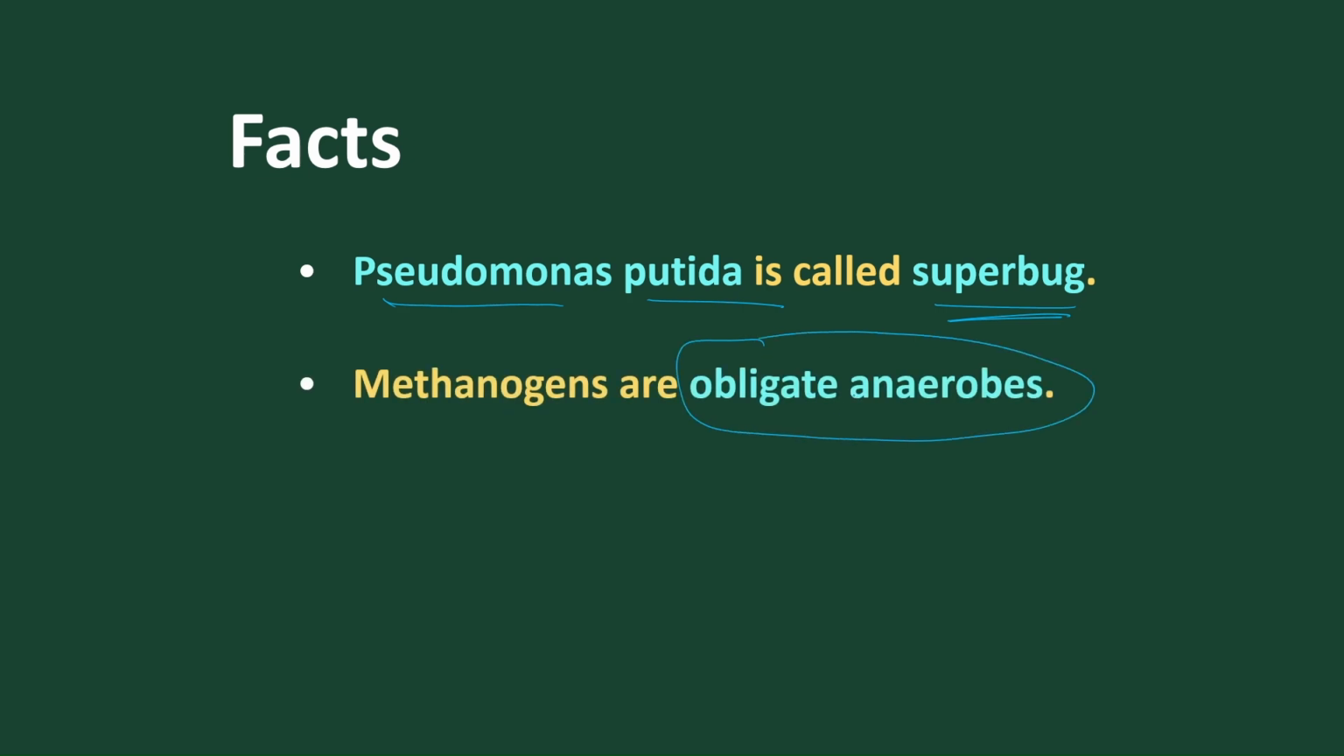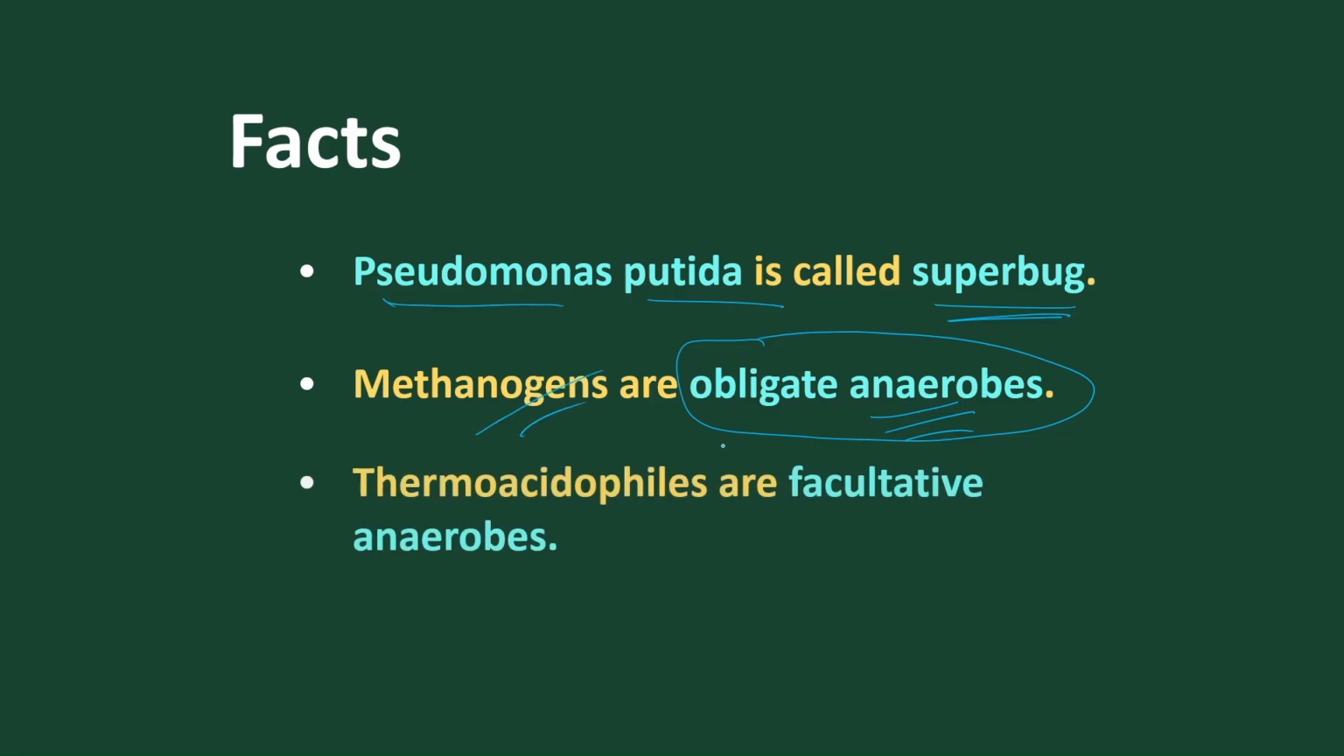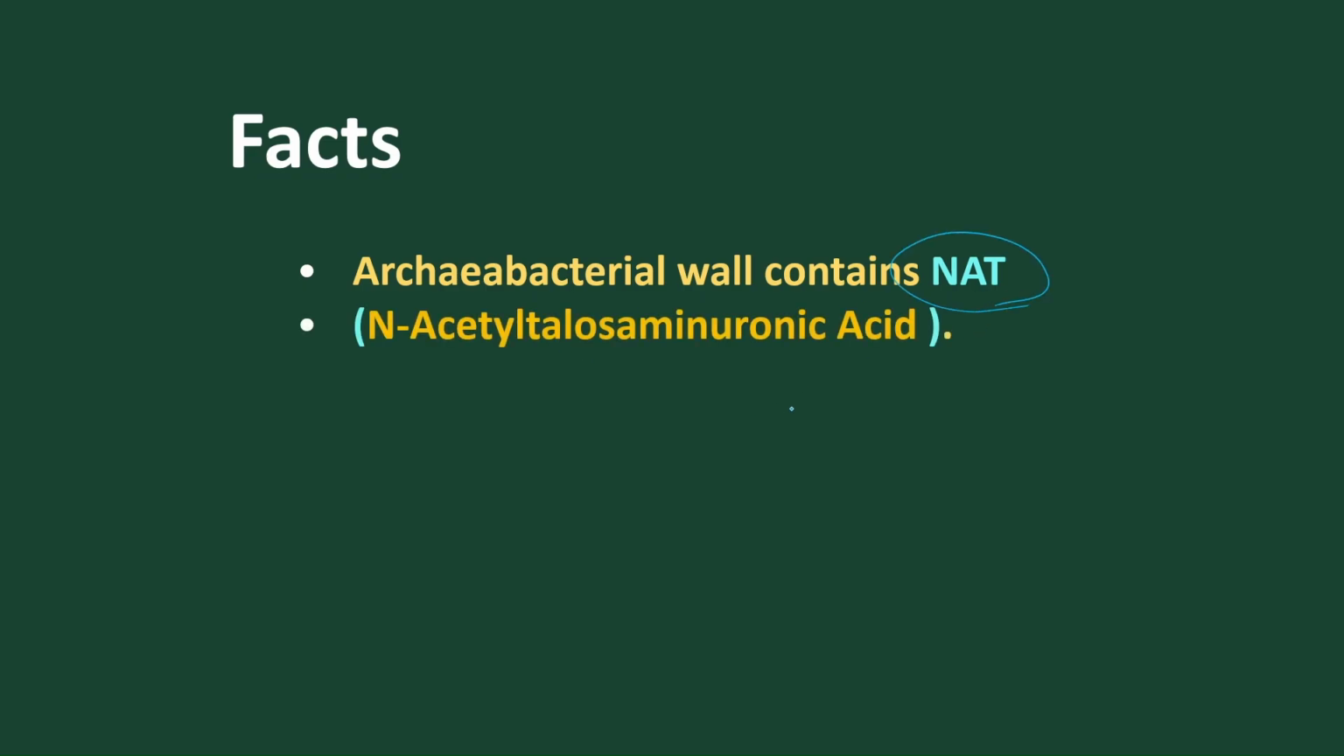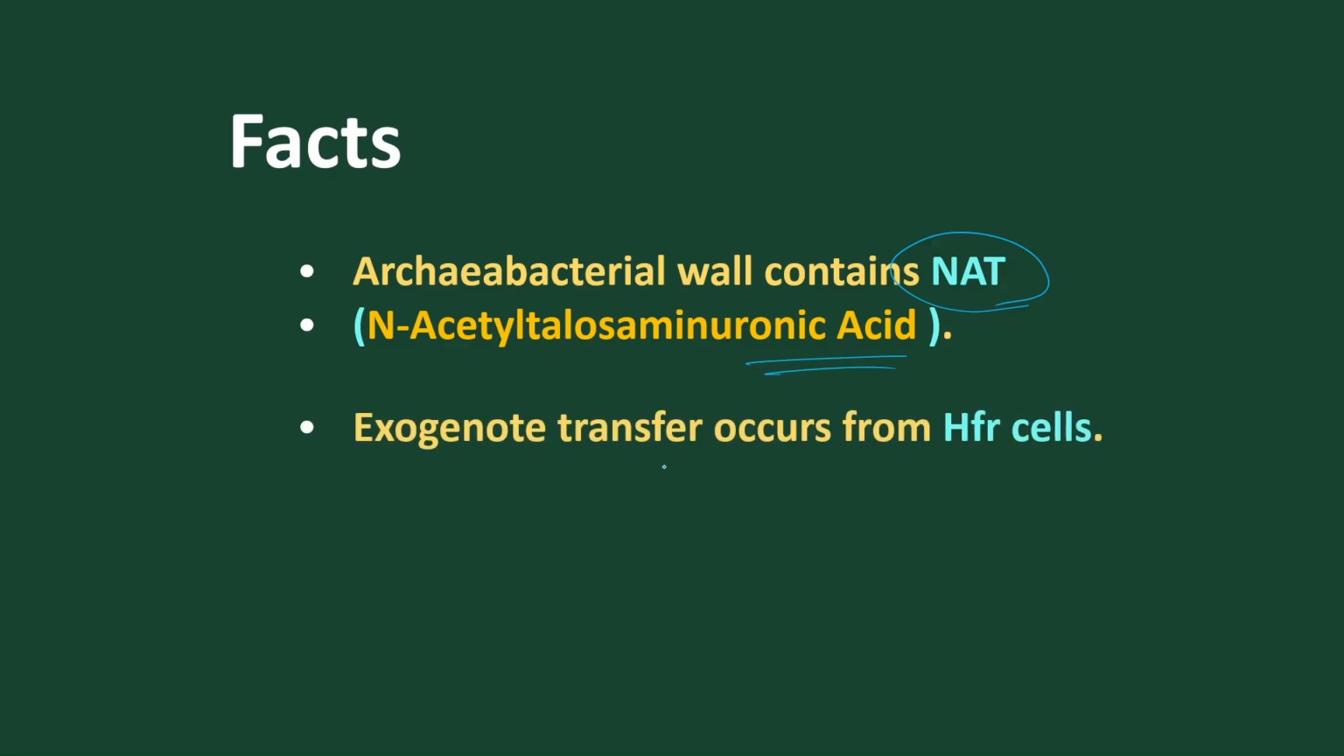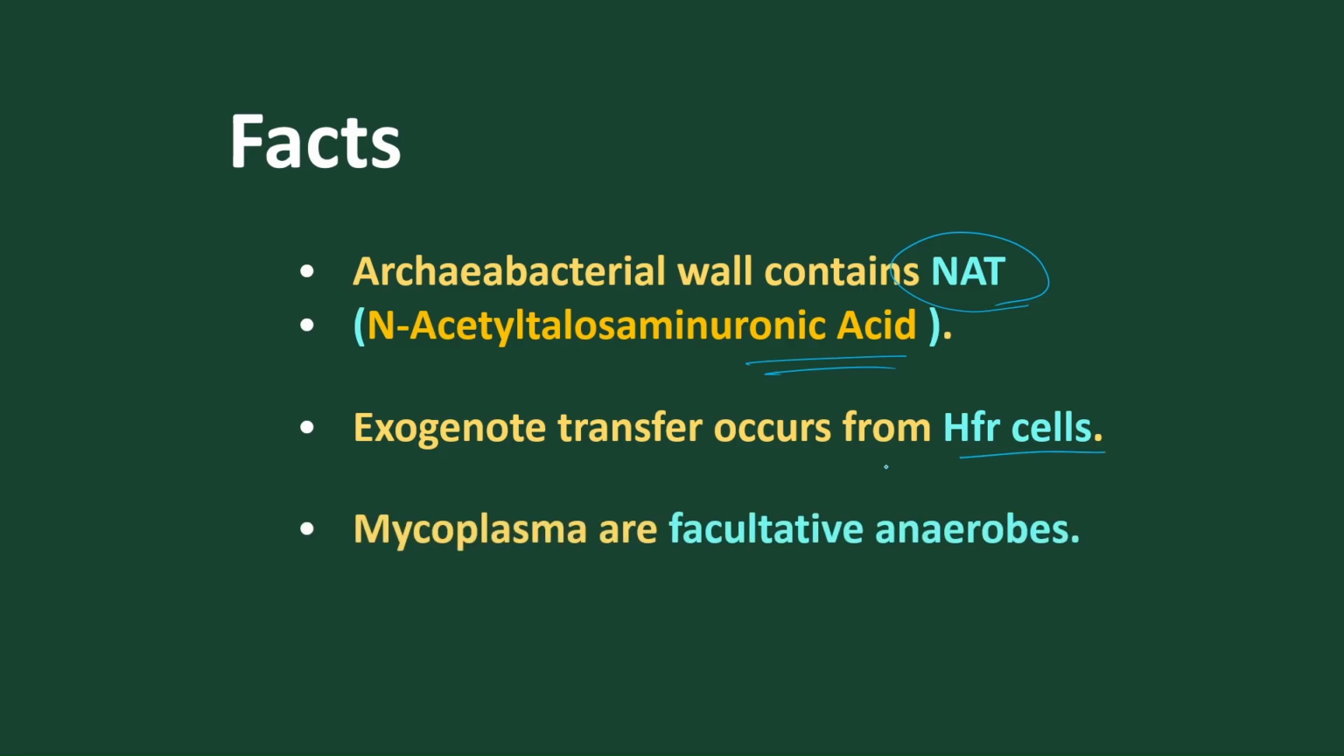Methanogens are called obligate anaerobes. Thermoacidophiles are facultative anaerobes. Archaebacteria cell wall contains N-acetylmuramic acid, and exogenote transfer occurs from Hfr cells. Mycoplasma are facultative anaerobes. Thermoacidophiles are facultative anaerobes. Mycoplasma are facultative anaerobes, whereas normal bacteria are obligate aerobes.